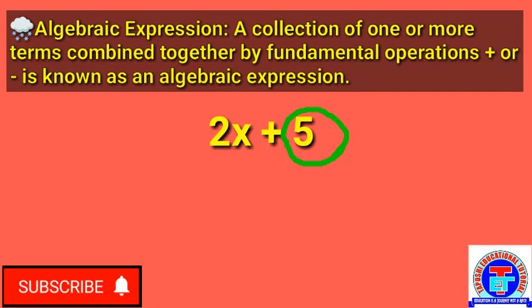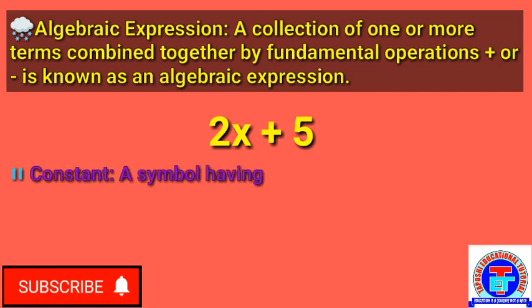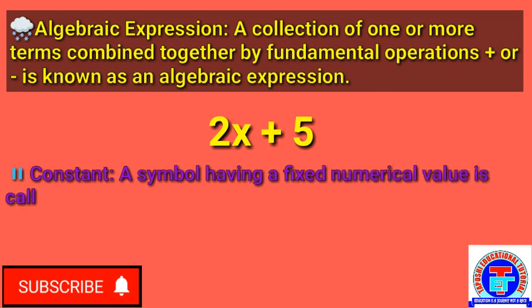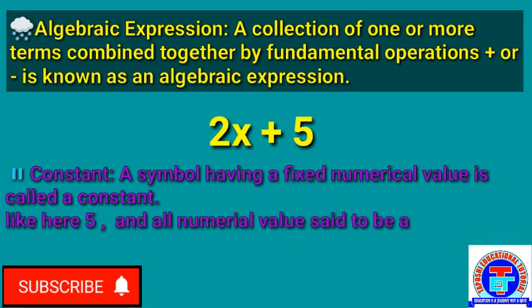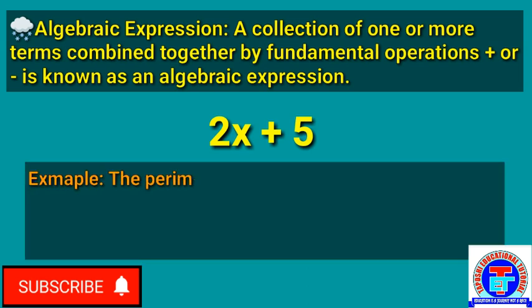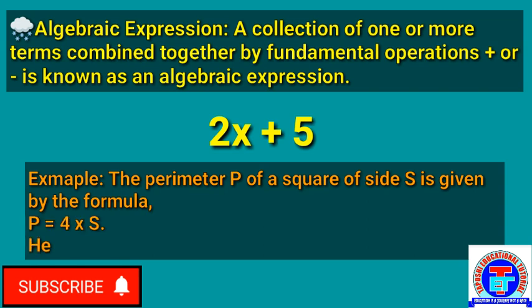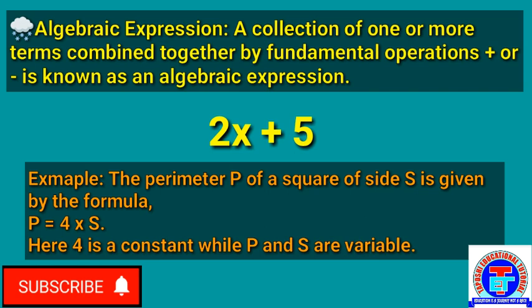Right. Now this 5 or any kind of number, we can say that it is a constant. That means its value is always fixed. That is why we say a constant. That means a symbol having a fixed numerical value is called a constant. Right? Suppose another example is here. The perimeter P of a square of side S is given by the formula P is equal to 4 into S. Therefore 4 is a constant while P and S are variables.